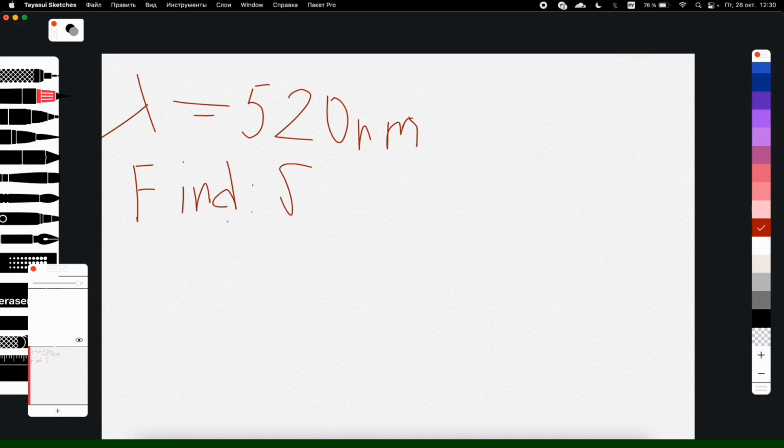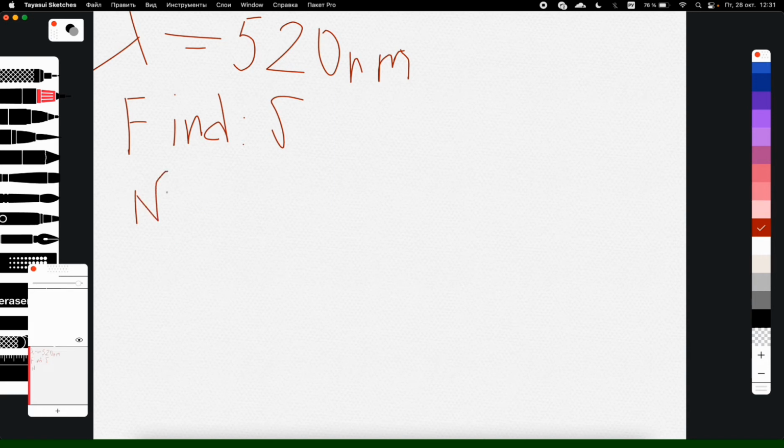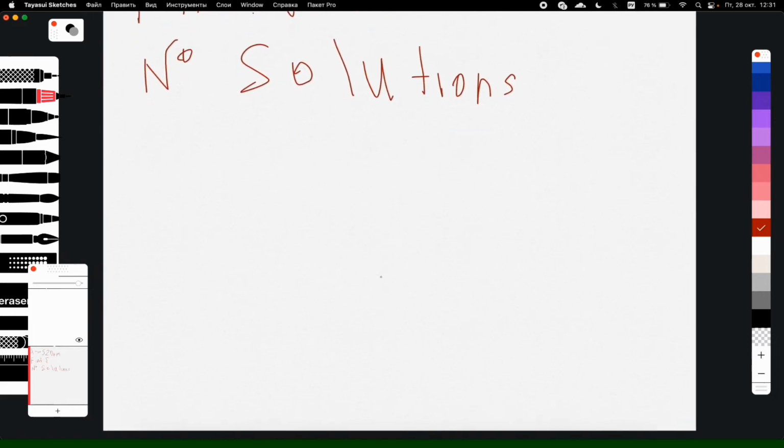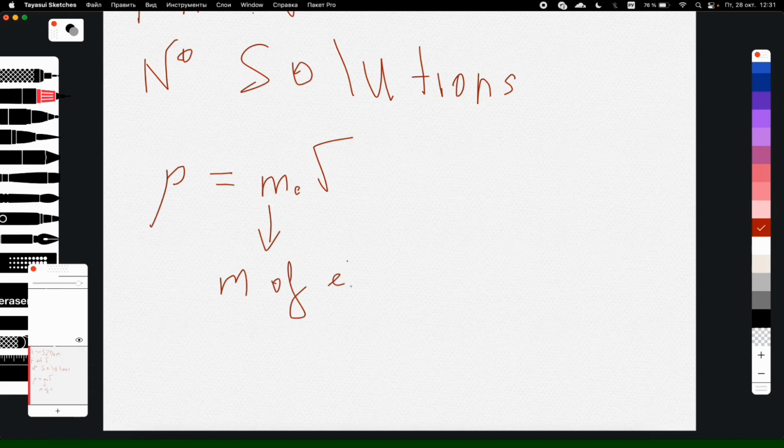Okay, and the solution of this problem. From physics we have the formula p equals m_e v. Here m_e is the mass of the electron. So the mass of the electron we know: 9.1 multiplied by 10 to the power minus 31 kilograms.